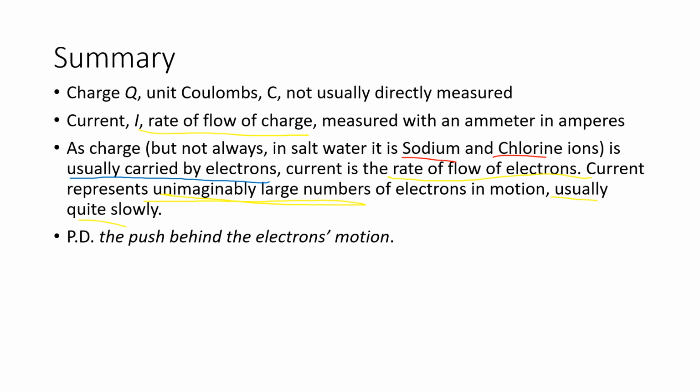And potential difference is the push, the simplest way to think about it. It's not a very scientific way to think about it, which is why I've written that in italics. But it is the simplest way to think about it. The potential difference, the voltage, is the push. Usually, the bigger the voltage, the more electrons are going to be in motion, or the faster the electrons are going to be moving.